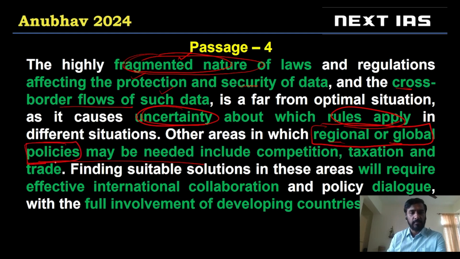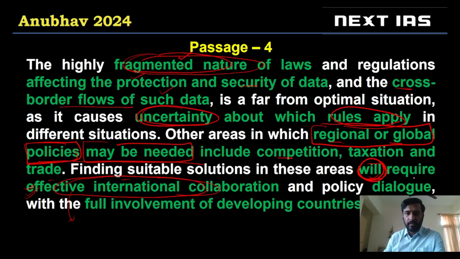So, a direct recommendation is made by the author: may be needed. And this will help include competition, taxation, and trade, etc. So, there will be other associated benefits also apart from just protecting data. To find suitable solutions, it will require effective international collaboration. So the collaboration has to be effective. It should not be ineffective. So again, like that previous thing about equitable global deal, this also needs to involve all parties. It needs to involve dialogue and full involvement of developing countries.